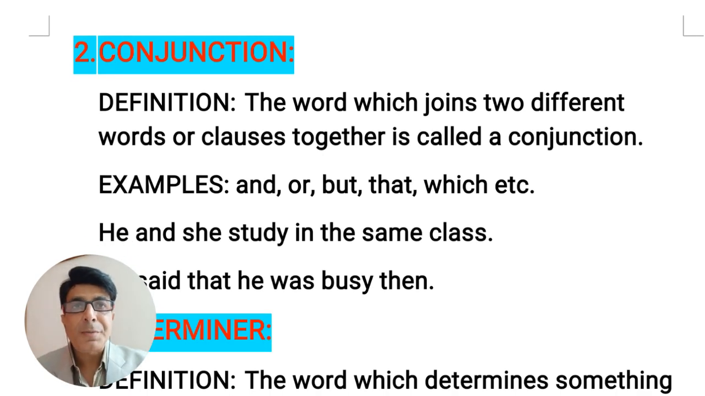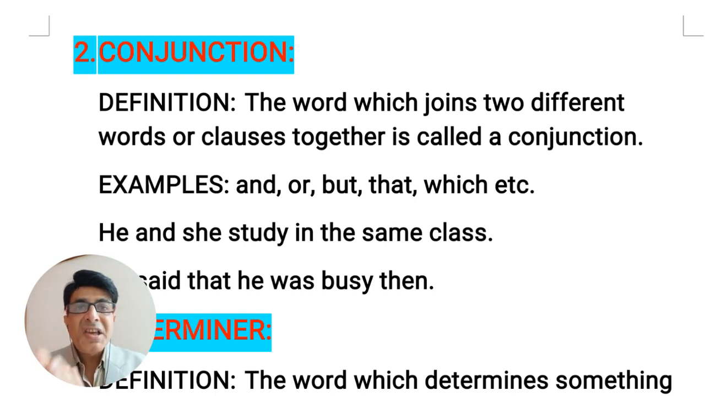Another closed part of speech is conjunction. Conjunction means to join together, right? The words which join two different words in a sentence, or two different clauses or sentences in a single sentence, are known as conjunctions. Many times we come across words like and, or, but, that, which, and hundreds of such words. These are known as conjunctions, right?